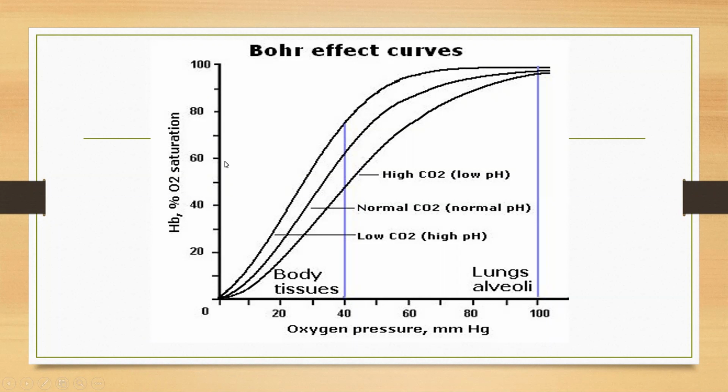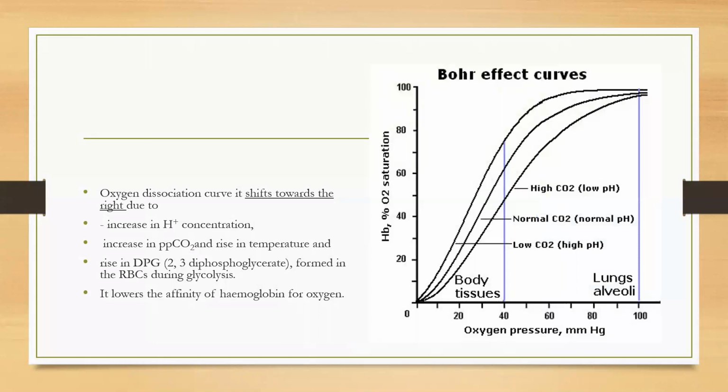Now, why is it called the Bohr effect? Bohr was a scientist, Niels Bohr, and he studied the effect of the partial pressure of oxygen on hemoglobin. Through his studies, he made this curve, this graph, and through the graph he gave us different studies and different curves.